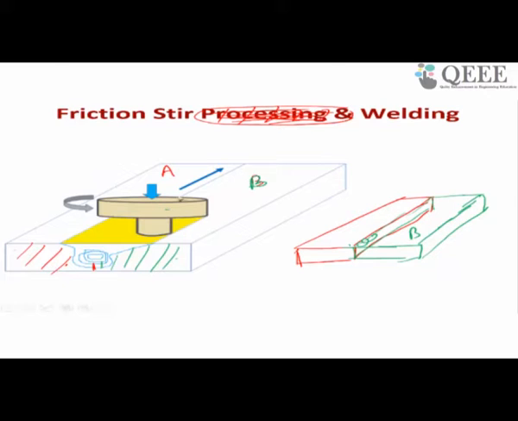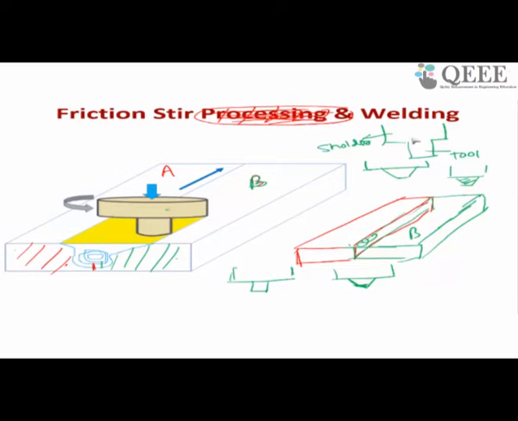Then I have to bring a non-consumable tool. So the tool will be something like this. I will have a tool, and this area is called the tool, and this area is your shoulder. And the tool may have either a taper cylindrical shape, or some threads will be there. Your tool may have a square, or some triangular interface, anything it may be, depending upon your requirement. You have to design your tool.